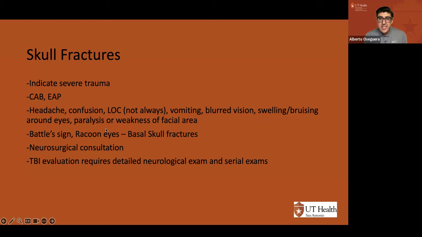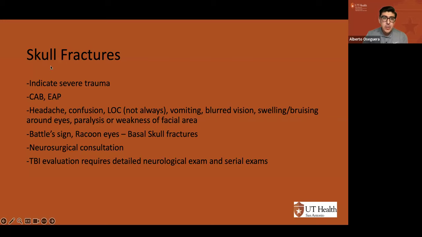The typical presentation will usually be headaches, confusion, loss of consciousness, but not always. Vomiting, blurred vision, swelling or bruising around the eyes, which is very specific for a certain type of fracture. And if there's involvement of the facial nerve in certain fractures, you can get some paralysis or weakness of the facial area.